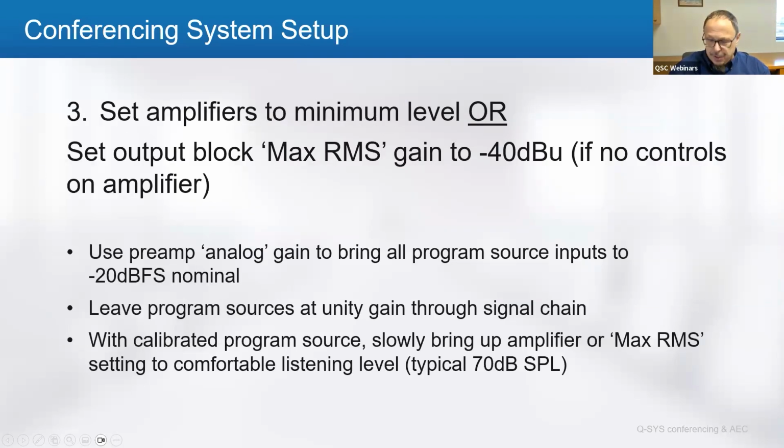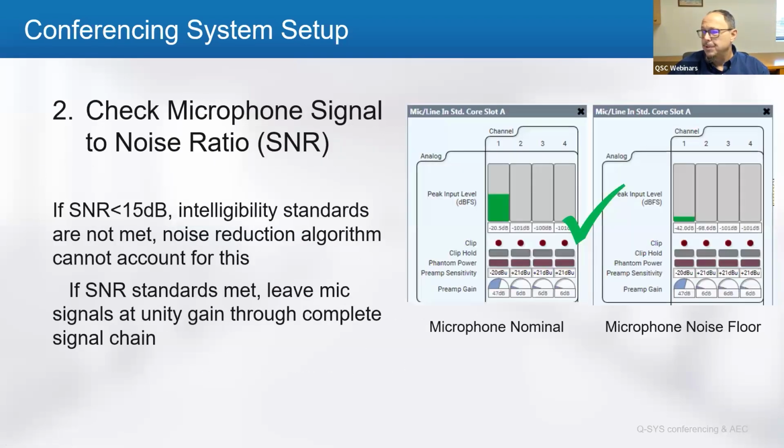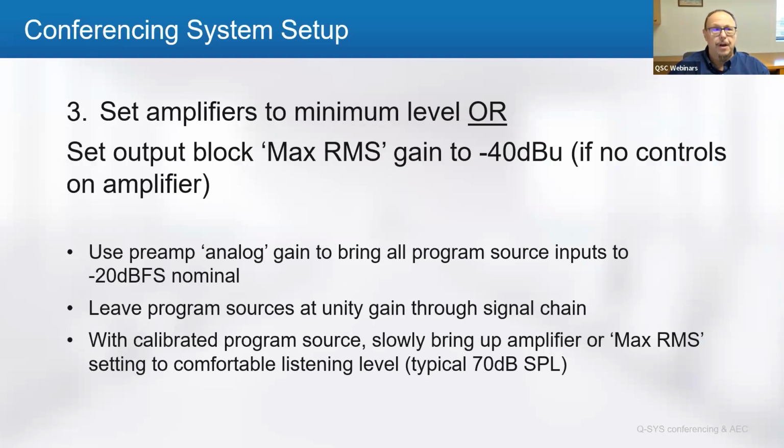Once you get that set properly, the next thing you want to do is set your amplifiers to a minimum level, or set the output block's max RMS gain to -40 dB if there are no controls on the amp. You'll use the preamp analog gain to bring all of the program sources and inputs to an input level of -20 dB full scale. Leave the program sources at unity gain throughout the signal chain.